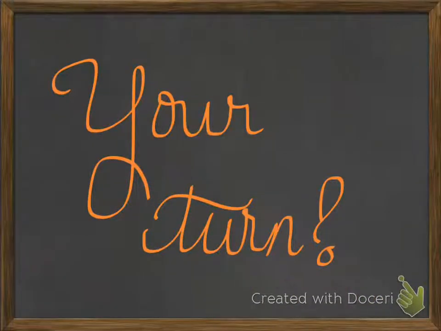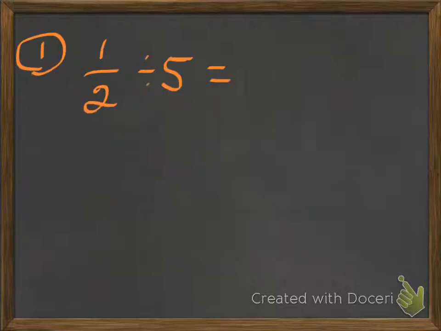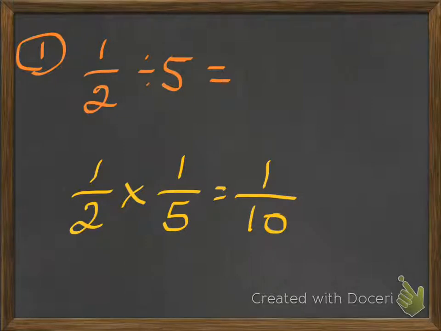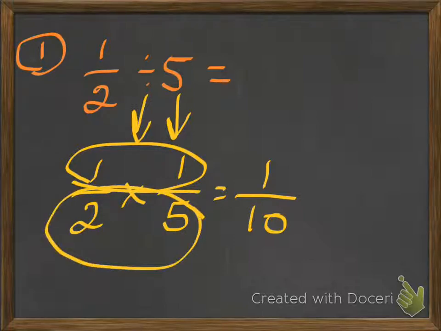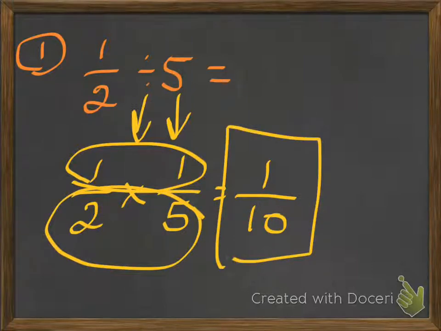All right, your turn. You can draw a picture if that helps you, or you can simply do the math. 1/2 divided by 5. Pause the video, solve the problem, and then I'll show you the solution. Okay, so I have taken 1/2 divided by 5. I changed the division to multiplication. I changed 5 to 1/5, and then I simply multiply the numerators and multiply the denominators, and you get 1/10.